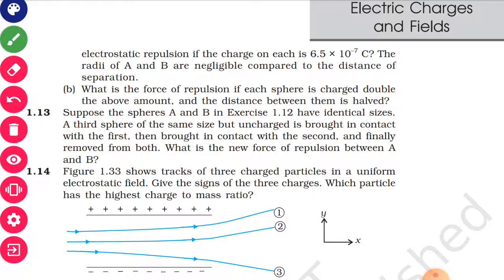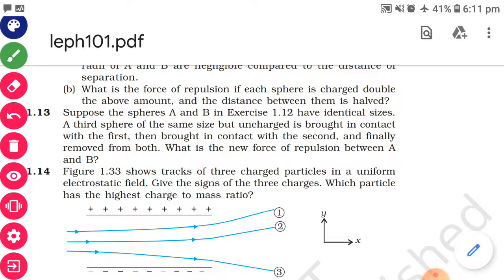A third sphere of the same size but uncharged is brought in contact with the first, then brought in contact with the second, and finally removed from both. What is the new force of repulsion between A and B? Now try to understand this sequence which is given to us.